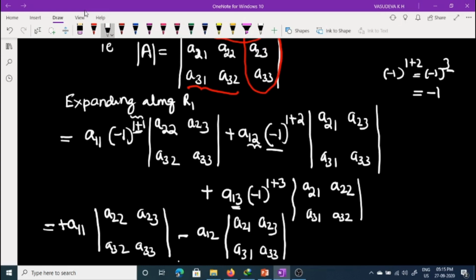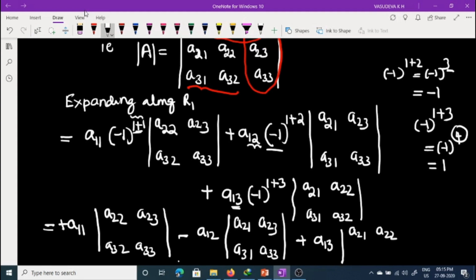And plus A13 into minus 1 to the power of 1 plus 3. Minus 1 to the power of 1 plus 3 is minus 1 to the power of 4. So 4 is an even number. So minus 1 to the power of 4 is plus 1. Therefore this will become plus, and that is the determinant of A21, A22, A31, A32.